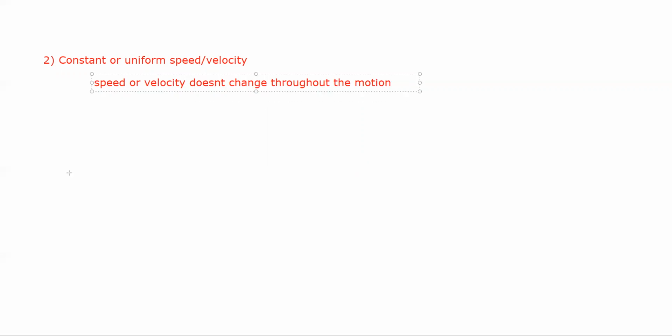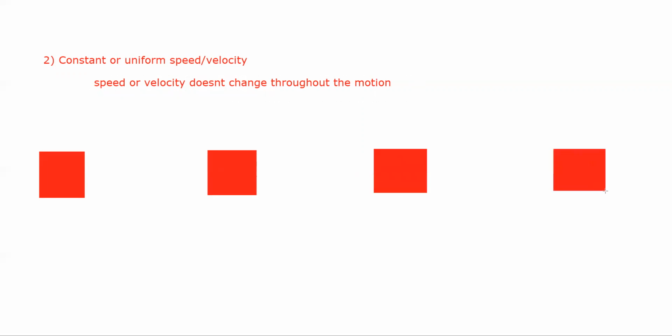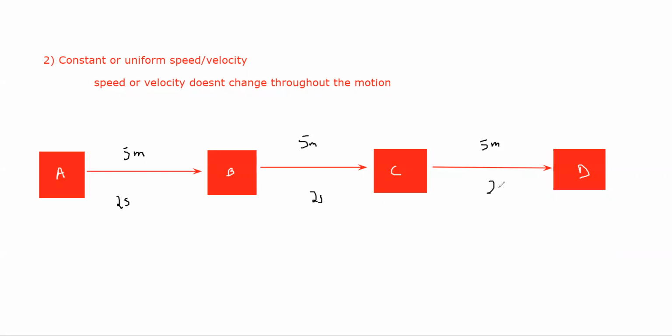So for example, you have a moving object, it moves from one position to another. This is A, B, C, and D. Here the object covers 5 meters. Five meters. It took 2 seconds. Here also it took 2 seconds. Here also it took 2 seconds. What is the speed from A to B?